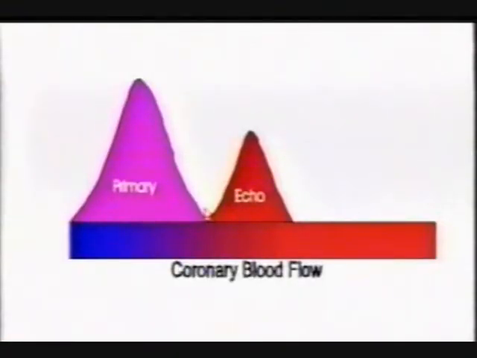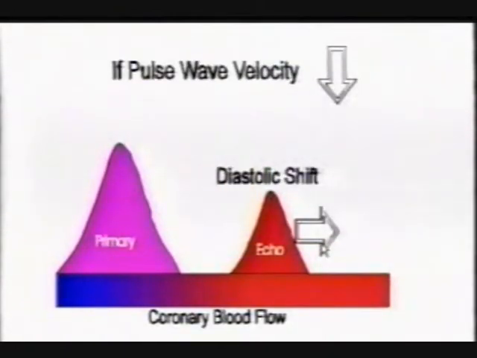This can be illustrated by a simplified drawing of the primary and echo waves. During diastole, the echo wave provides the pressure gradient that is needed for coronary blood flow. If the speed of travel of the echo wave is decreased, it arrives later. This results in a shift of the echo wave towards the diastole. This is the period when excellent coronary blood flows are possible because ventricular pressures are low.